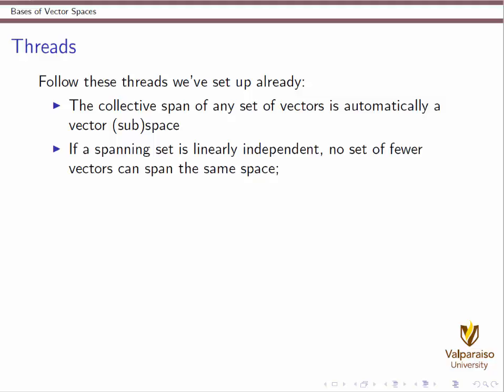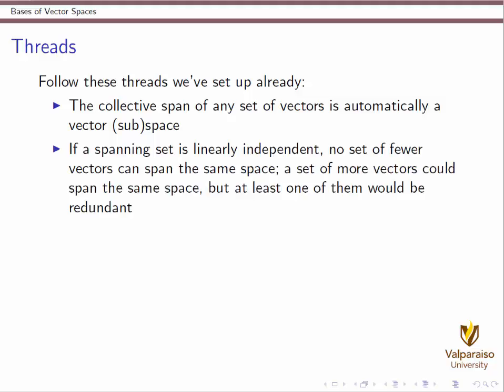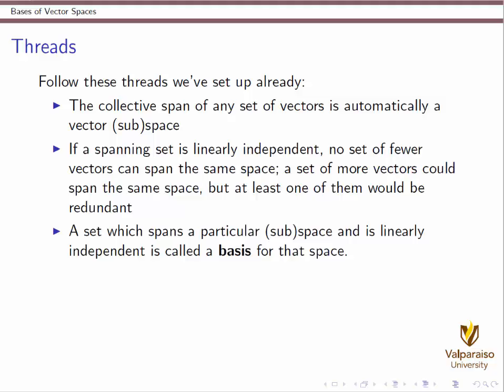Now, if a spanning set, which generates some vector space, which is its total span, happens to be linearly independent, then that means we can't dispense with any of them and reproduce the same space. So if a spanning set is linearly independent, no set of fewer vectors could span the same space. Now, a set of more vectors could span the same space, but at least one of them would be redundant because of the linear dependence. So a set which spans some particular subspace and which is also linearly independent is a pretty efficient set of vectors, and it's called a basis for that space.